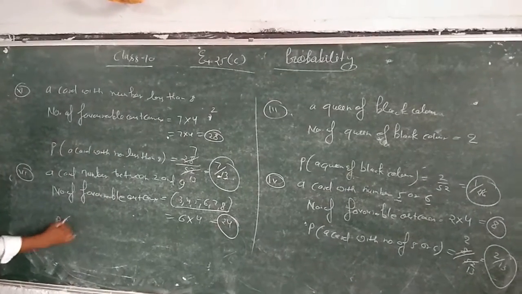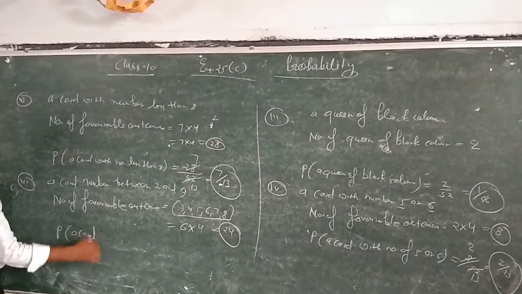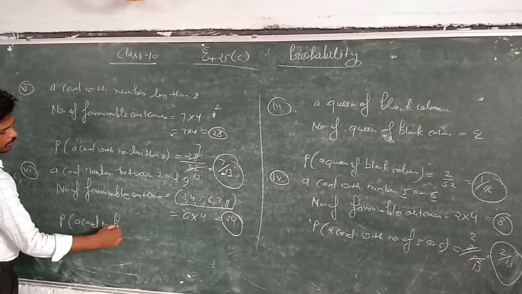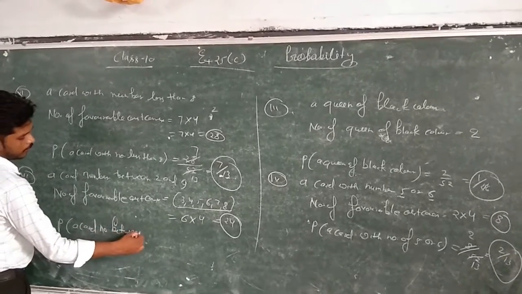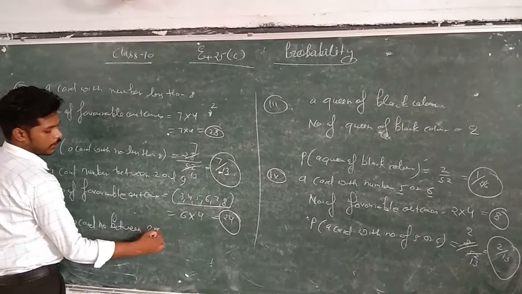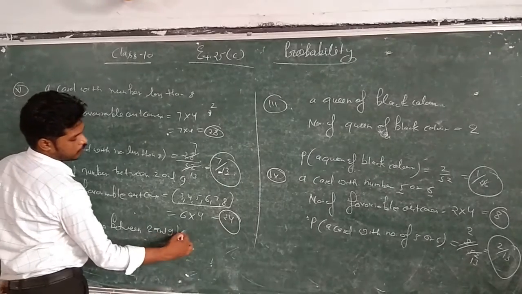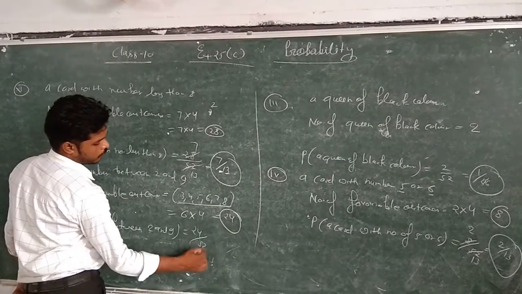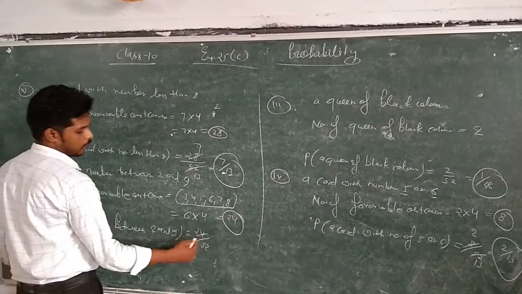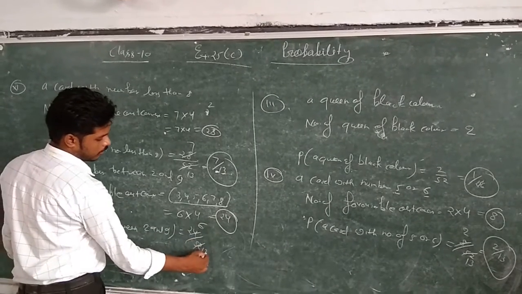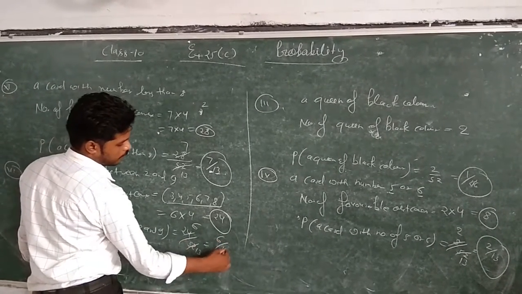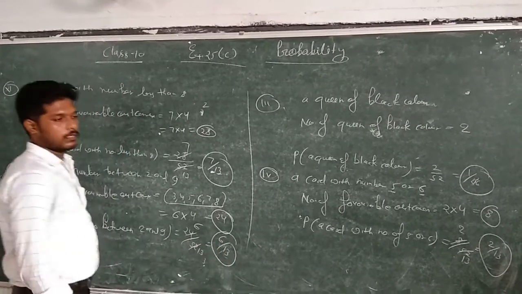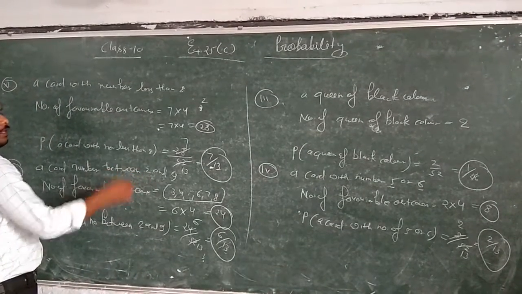So P, a card with number between 2 and 9, is equal to 24 upon 52. Reduce it by 4, 4 sixes are 24, you will get 6 upon 13. It means out of 13 cards, there are 6 numbers which are between 2 and 9.